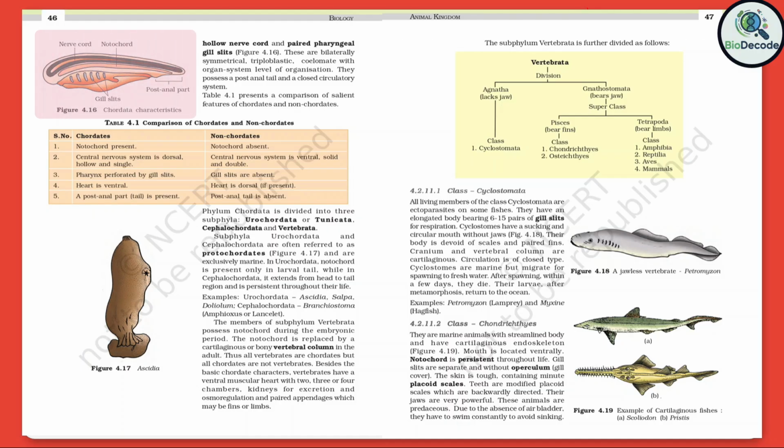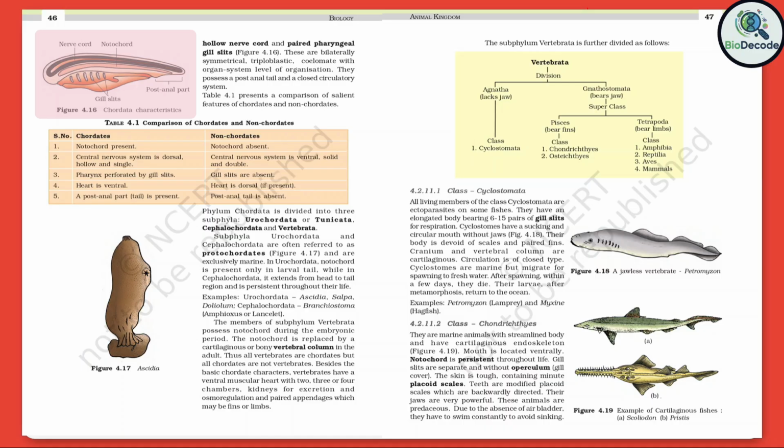Figure 4.16. Chordata characteristics. This diagram summarizes the three diagnostic features that define members of phylum Chordata. Notochord, a flexible, rod-like structure running along the body, providing skeletal support and serving as a primitive backbone in chordates. Dorsal hollow nerve cord, positioned above the notochord, it later develops into the brain and spinal cord in higher vertebrates. Pharyngeal gill slits, openings in the pharynx that function in filter feeding or respiration at some stage of development.